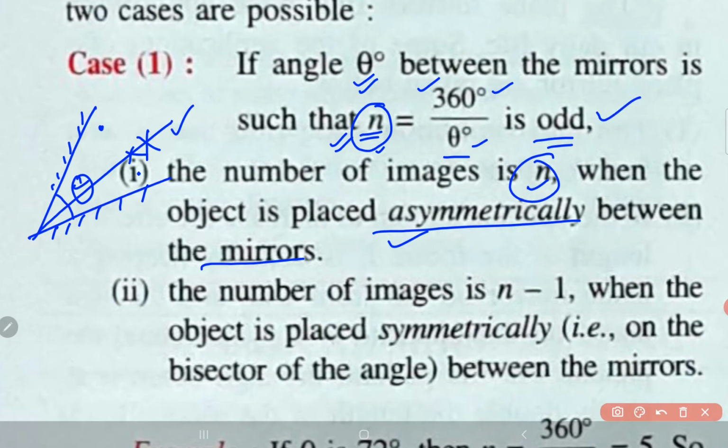Remember, if the answer comes odd, the number of images will be n minus 1 when the object is placed symmetrically. That means if the position of the object is falling on this line, then only the number of images will be n minus 1, provided this value comes odd. When the object is symmetrically placed, that is on the bisector of the angle between the mirrors. Let us try to understand these conditions with the help of an example.